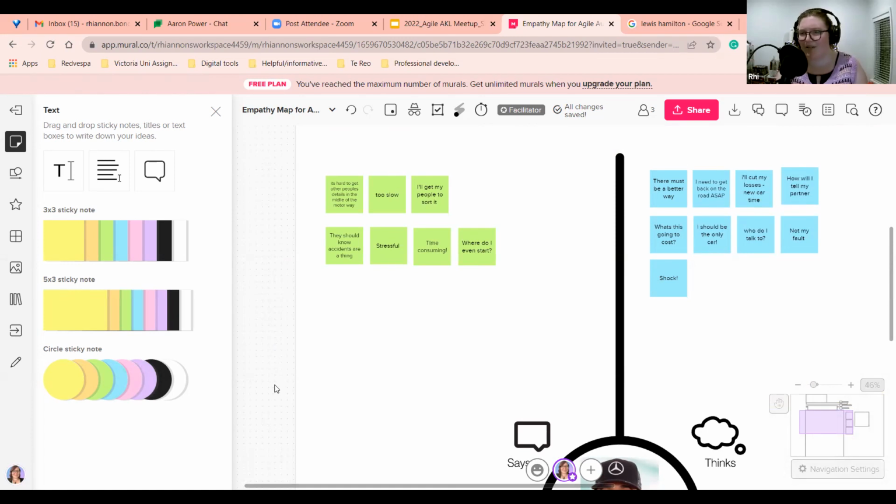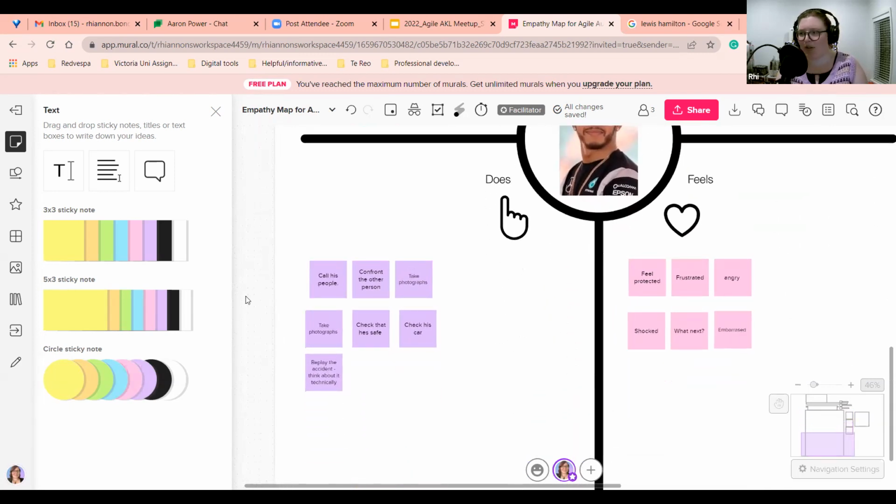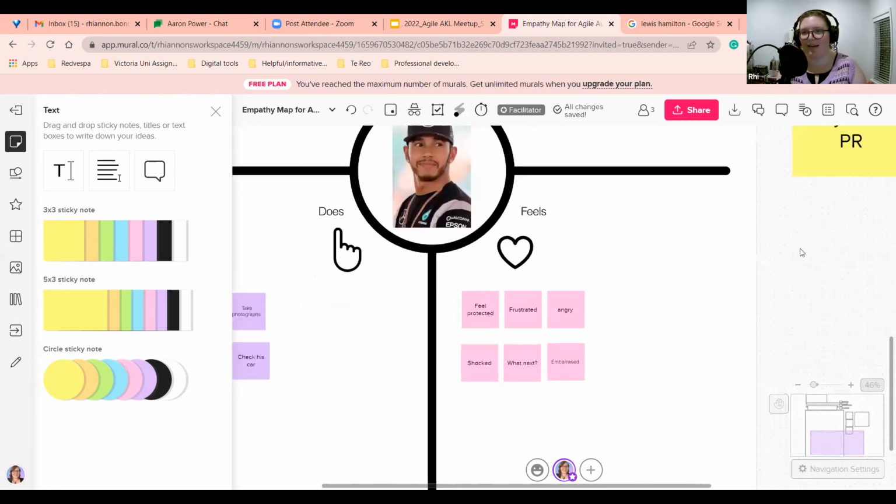How much is this going to cost? Maybe I should be the only one on the motorway because I'm the best. Who do I talk to? And obviously this is not my fault because I am number one. And some shock. So what he might do is just call his people, because he's wealthy. He might confront the other person, take some photographs, check that he's safe, check his car, think about the accident. He might feel protected or frustrated or angry or shocked, wondering what's next, or maybe a little bit embarrassed.